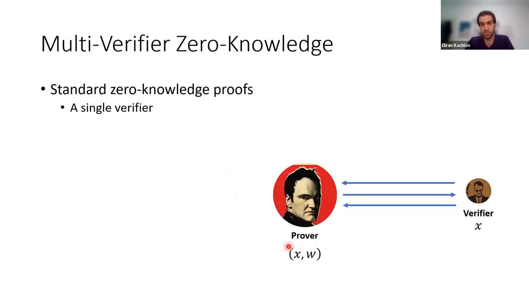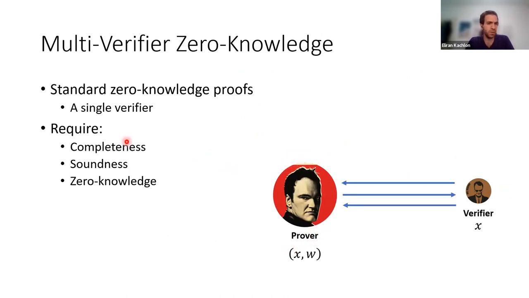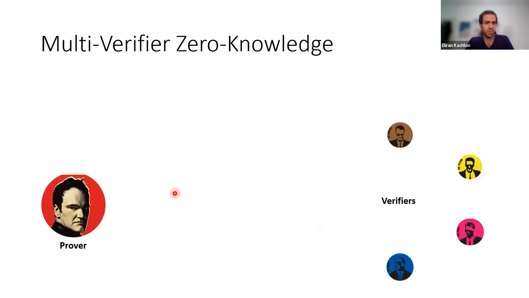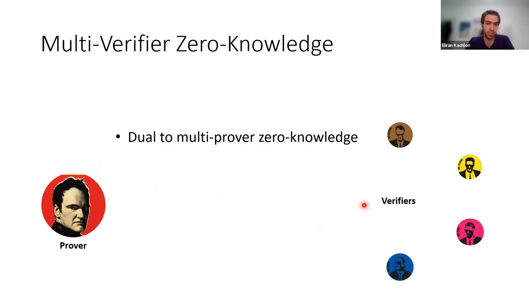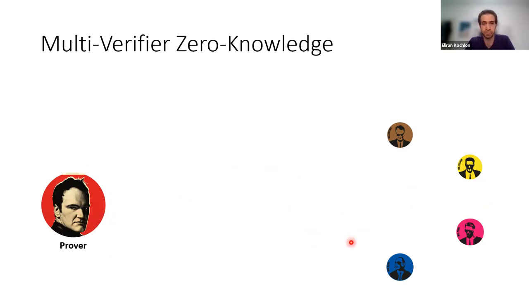As you know, in the standard zero knowledge settings, we have one prover and one verifier, and we require the standard completeness, soundness, and zero knowledge properties. But in this work, we are interested in the case where one prover wants to prove some statement in zero knowledge to many verifiers. So this can be seen as the dual to multi-prover zero knowledge. And this is in fact a common scenario in multi-party computation where one party wants to prove some statement in zero knowledge to the rest of the parties.